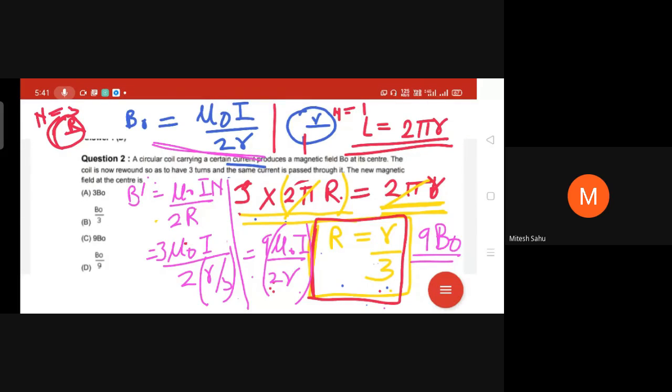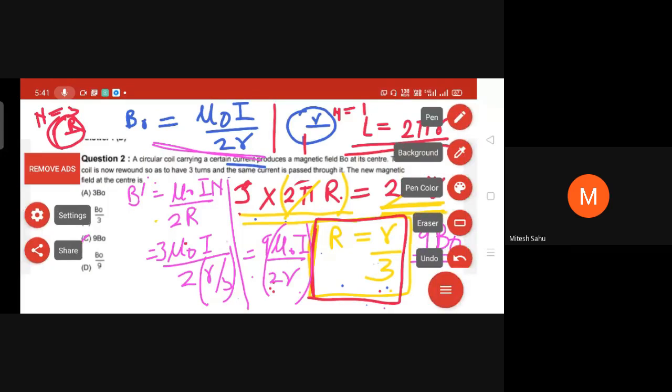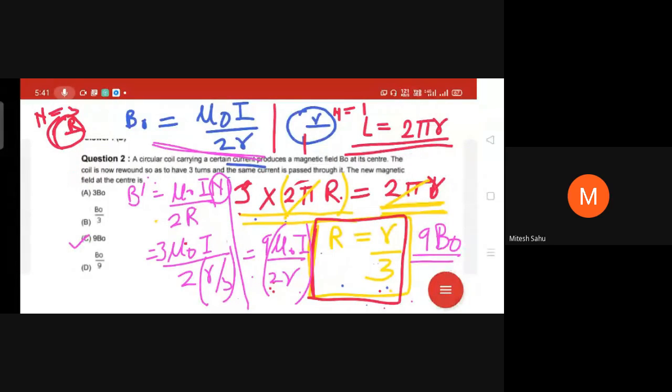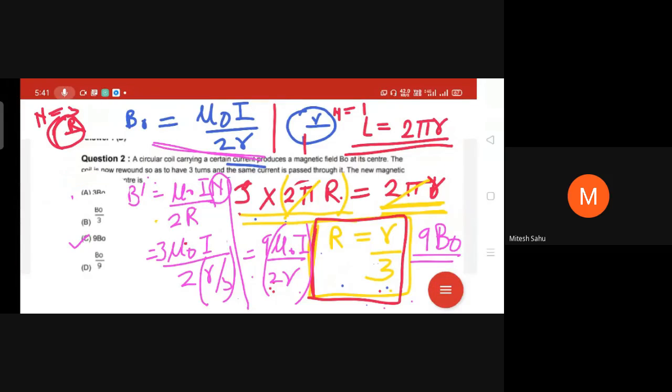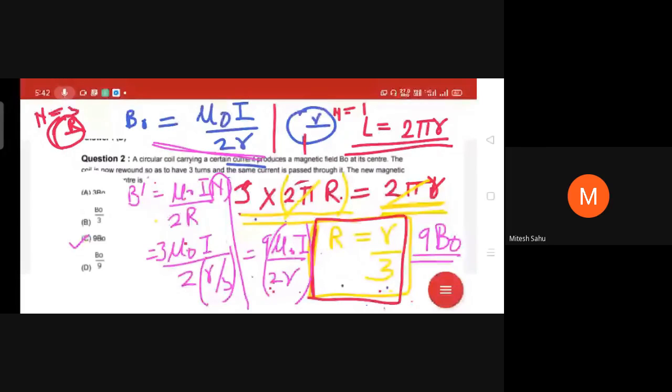So the correct option here is option C. If you do not substitute N for the second coil, the rebound coil, you will get 3 times B not as the answer, which is option A, and that is wrong. So don't forget to take N here for the second coil. Whenever a coil has n turns, the expression becomes n mu naught I over 2R. This is simple, but if anybody misses the number of turns in the expression, then you will get a different answer. You won't get the correct answer here.